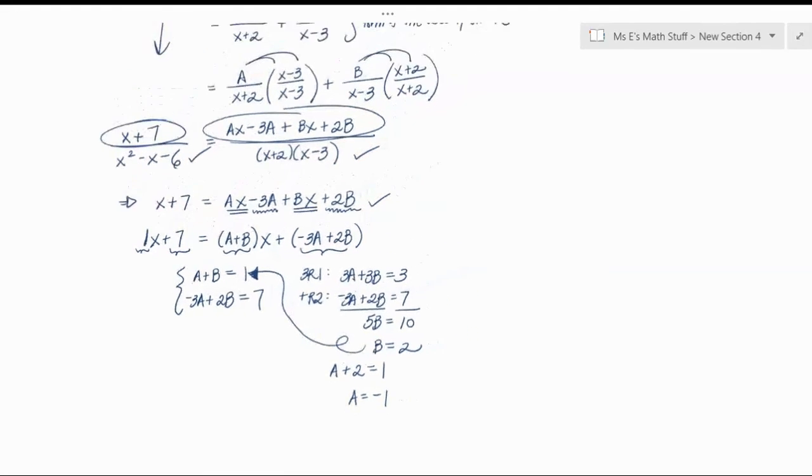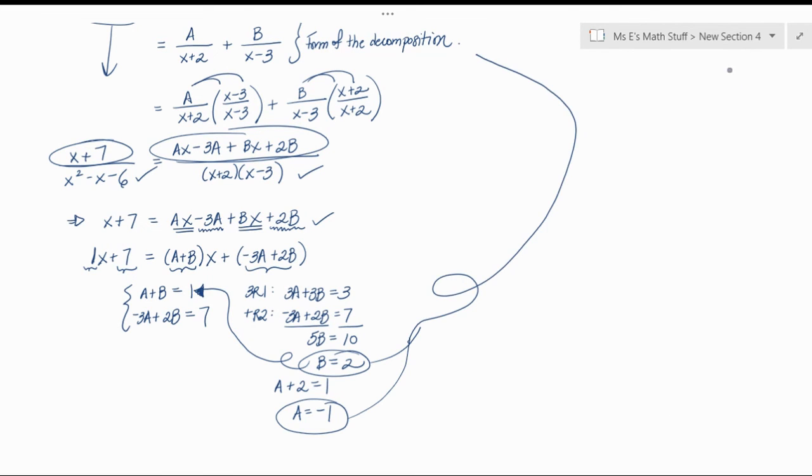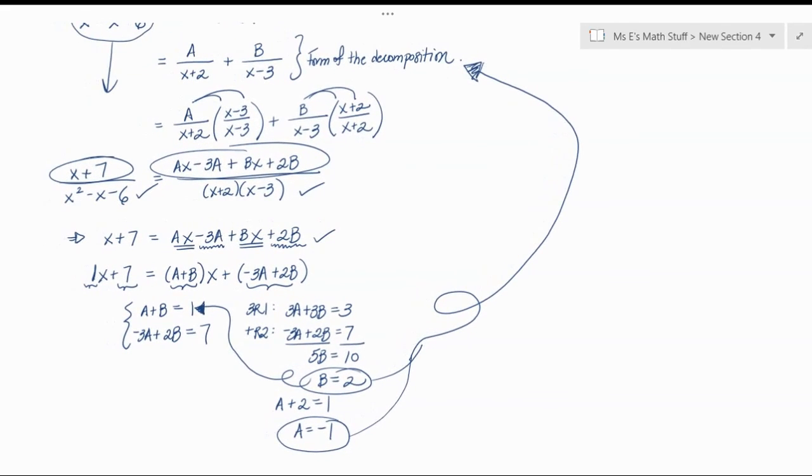So now procedurally, once you've solved your system of equations and you know what your constants are, you're going to take your constants and you are going to back substitute them into your form. So I know that a is -1 and b is 2. And what would my form read if I put those things in? If I replaced a with -1 and b with 2? Well, guess what? It would say what we knew the answer was anyway.